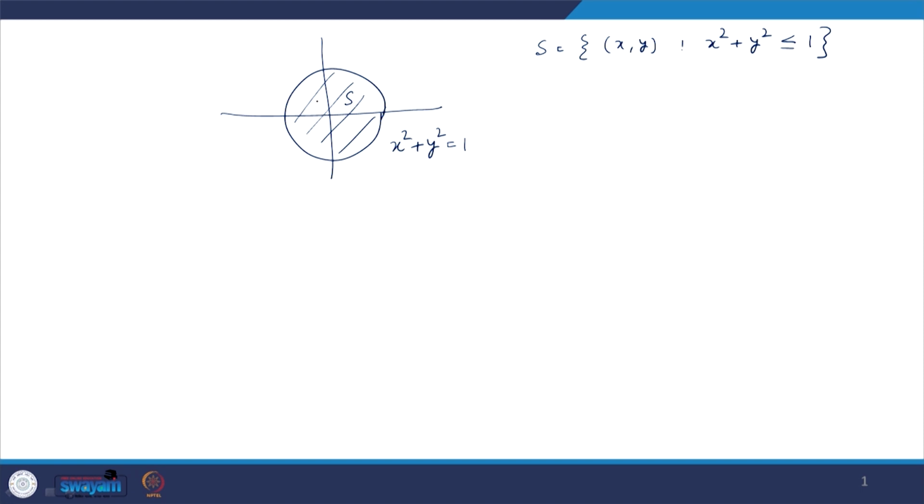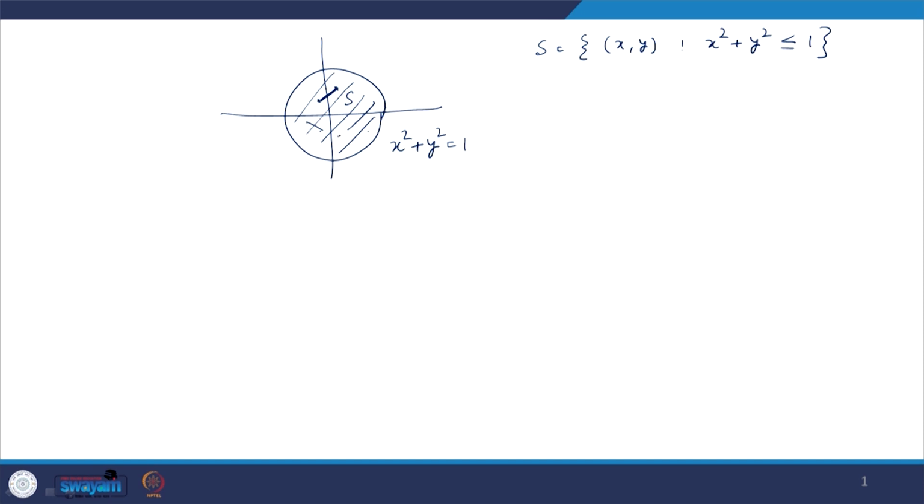Now, if you take any 2 points anywhere in this region and join them with a line segment, this line segment is always inside this region. You take 2 points here and here, join them, the line segment is inside this region. You take 2 points here and here, the line segment is inside the region. So, this set is a convex set. Convex set means that if you take any 2 arbitrary points in the set, the line segment joining those 2 points lies completely inside that set. So, that set is called a convex set.